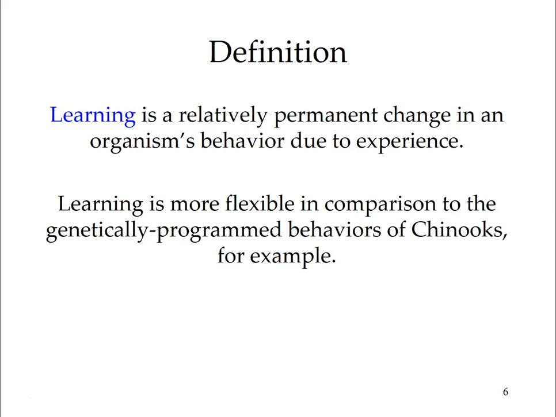Learning is a relatively permanent change in an organism's behavior due to experience. Learning is more flexible in comparison to genetically programmed behavior of Chinooks, for example. Learning helps us to adapt to our environment. Pavlov explored classical conditioning, in which we learn to anticipate events such as being fed or experiencing pain. In famous studies, Pavlov presented a neutral stimulus just before an unconditioned stimulus, which normally triggered an unconditioned response. After several repetitions, the neutral stimulus alone began triggering a conditioned response resembling the unconditioned response.